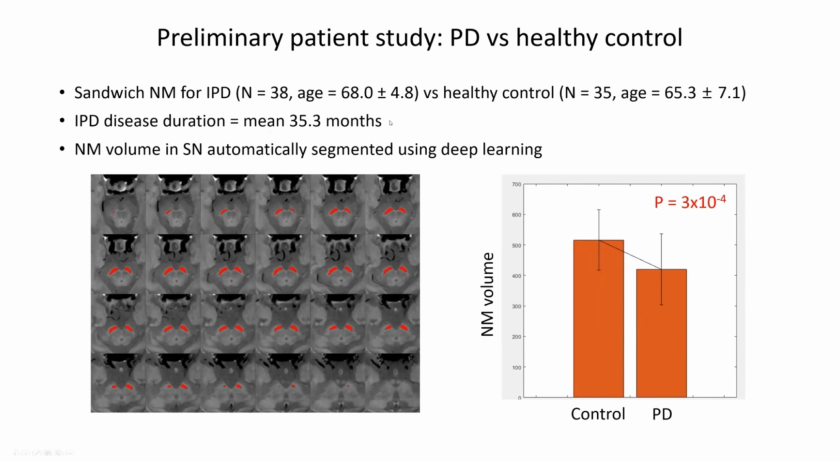And we used this deep learning-based automatic segmentation so that we can measure volume without much pain. And you can definitely see the volume changes, volume decrease, or volume difference between the control and Parkinson's disease. And the p-value is pretty high.